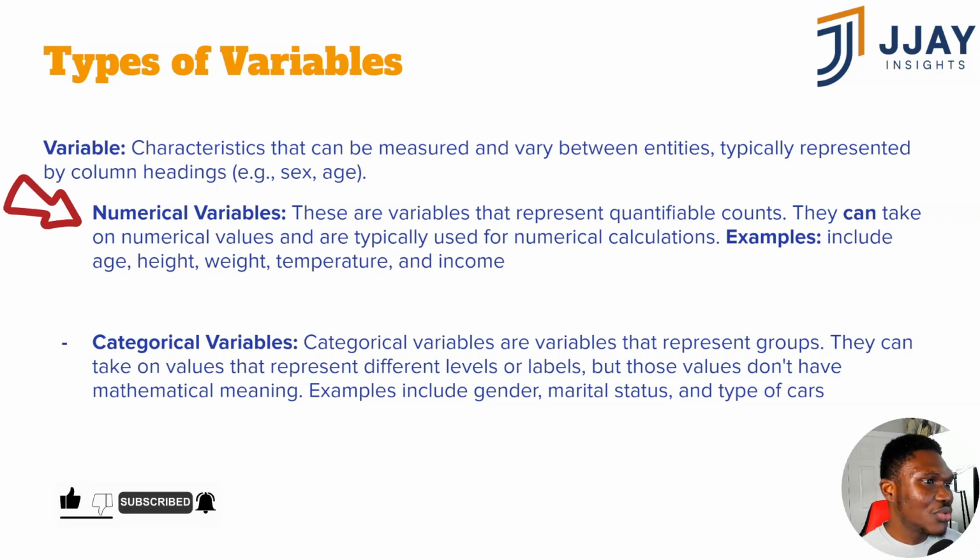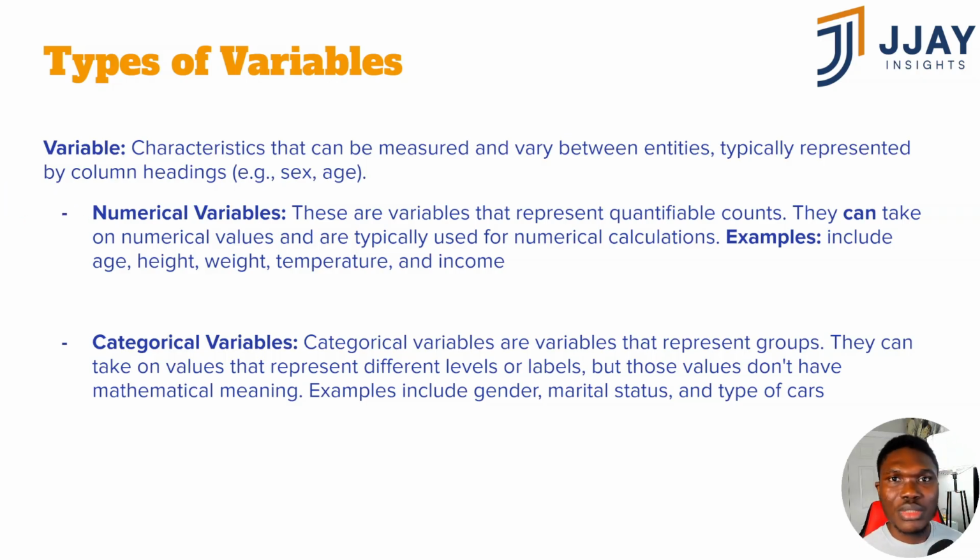So numerical variables are variables that can take on numbers. So they usually include height, weight, temperature, and income. There's also a subcategory for numerical variables. Categorical variables are variables that represent groups. So they can take on values that represent different levels or labels. So most likely like marital status, type of cars, gender.